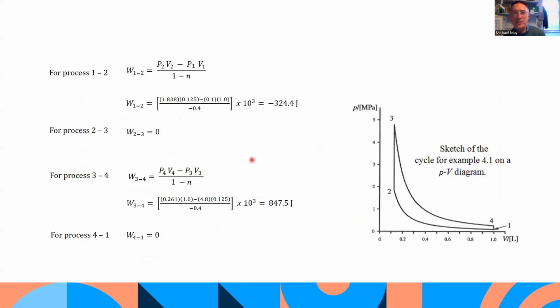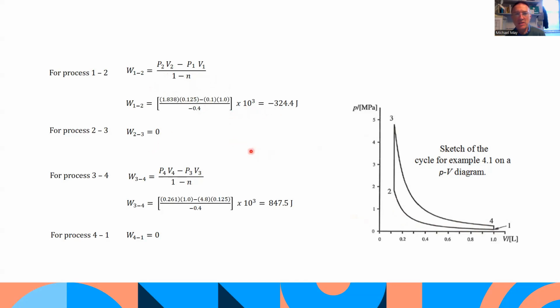So we have enough information now to calculate the work for each of those processes. So between states 1 and 2, that's between here and here, we have P1 and V1, we have P2 and V2, we have the index. So we put those values in, and the work is turning out to be minus 324.4 joules. It's compression, so it's work being provided by the environment to compress that gas.